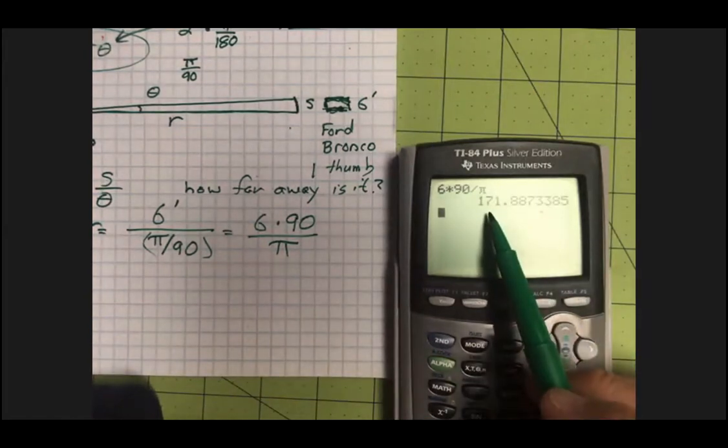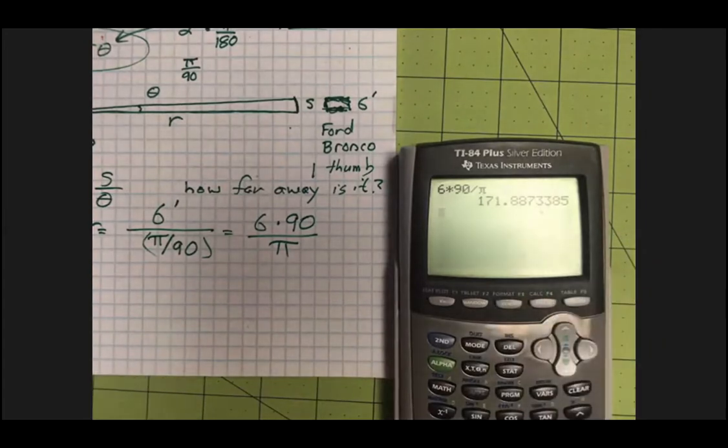That Ford Bronco is 172 feet away. Now, whether you do this out on the street this afternoon and just pace it off, you know, what's your pace? Is your step about 3 feet? Well, go ahead and pace it off. You got a long tape measure, go ahead and do it.